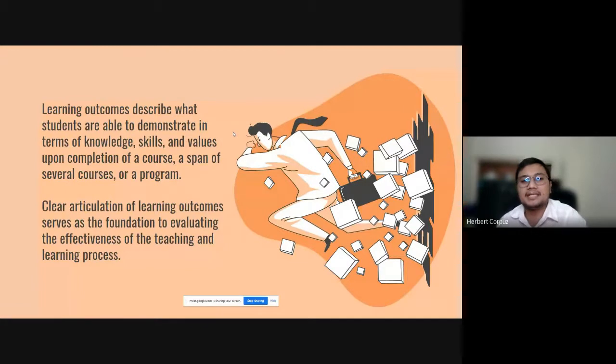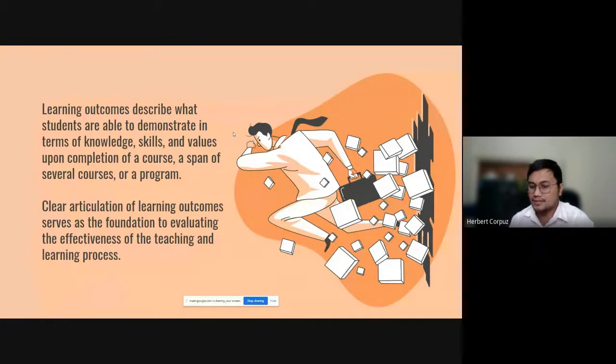Learning outcomes describe what students are able to demonstrate in terms of knowledge, skills, and values. That's why I've said we will later be discussing the domains of learning, the three domains of learning. Learning outcomes should also have a clear articulation. And this clear articulation of what we expect our students to do, written in the form of learning outcomes, serves as the foundation for evaluating the effectiveness of the teaching and learning process.